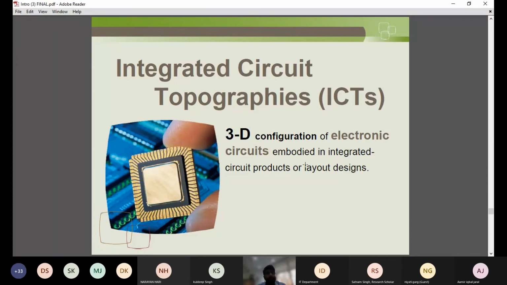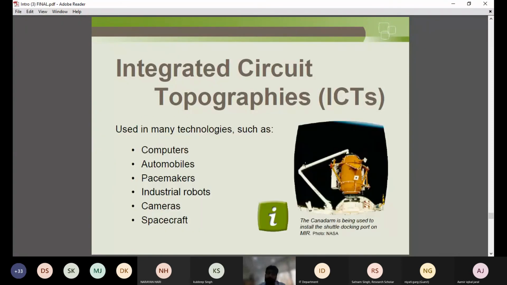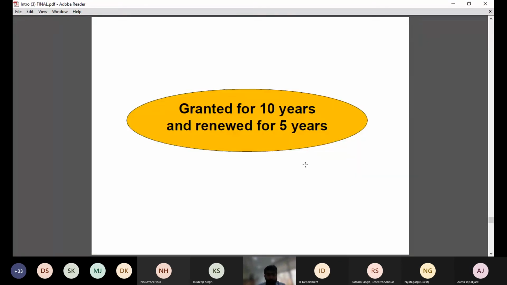Now the fifth topic is integrated circuit topography. As I have explained before, the 3D configuration designed on electronic circuits or ICs, or the layout designs, can be secured under the Semiconductor Act. These technologies are used in all fields: mobile phones, smartphones, automobiles, pacemakers, industrial robots, cameras, spacecraft. So this is also a very important part of IP these days. It is also granted for a period of 10 years and can be renewed for a period of 5 years.